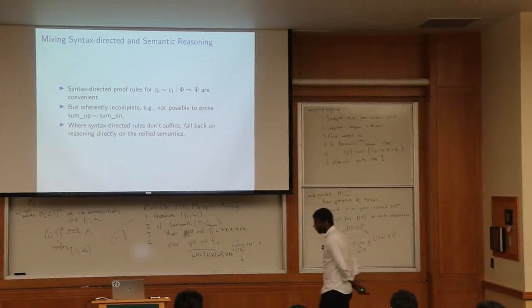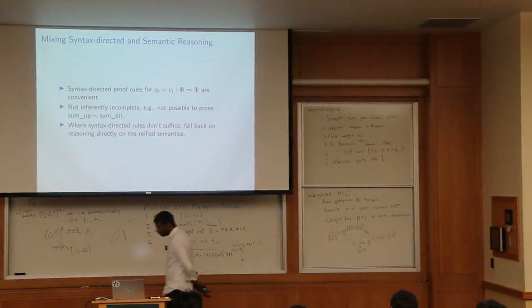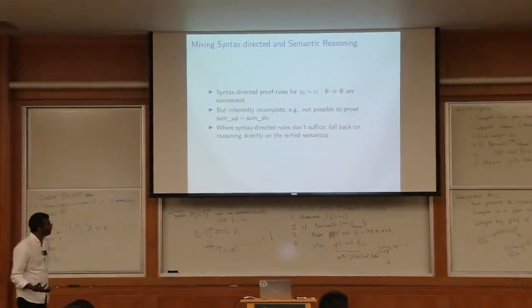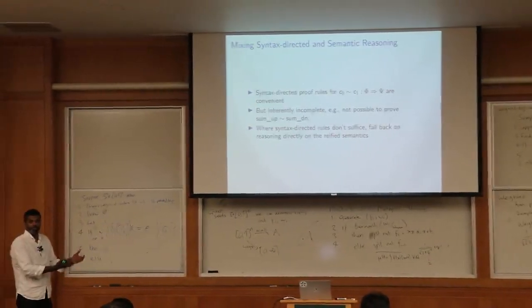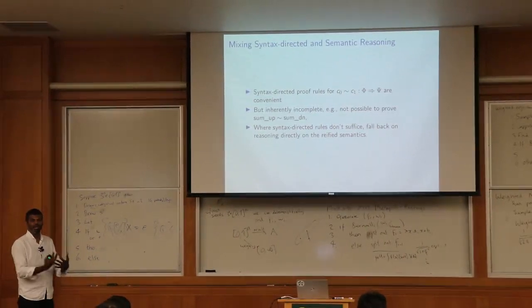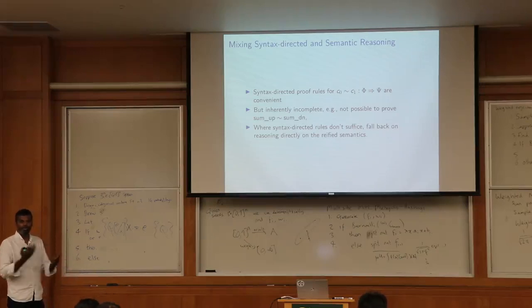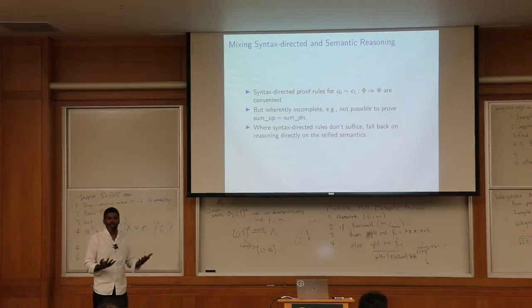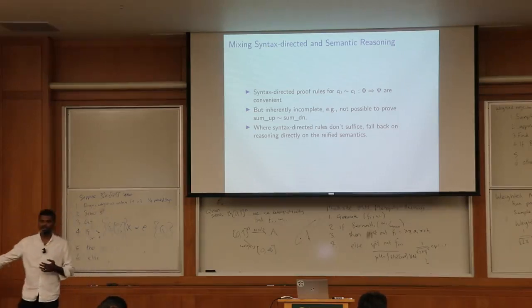Now, the nice thing about setting up a relational logic in F star in this way is that I can build these kinds of syntactic proof rules to relate commands based on syntax. But ultimately, these proof rules are just theorems about the underlying denotation of programs. And if I want to relate two programs, like sum up and sum down, that don't have the same structure, I'm not stuck, because if the syntactic proof rules don't work, I can just go and reason directly about the denotations.